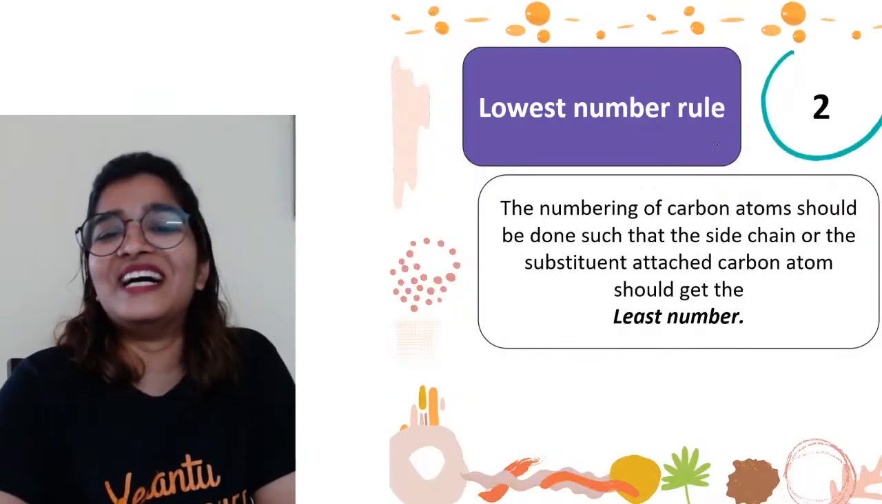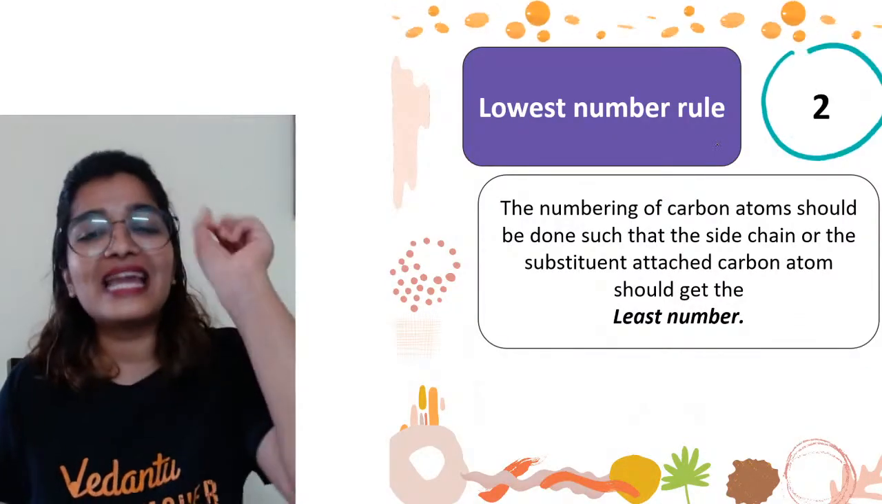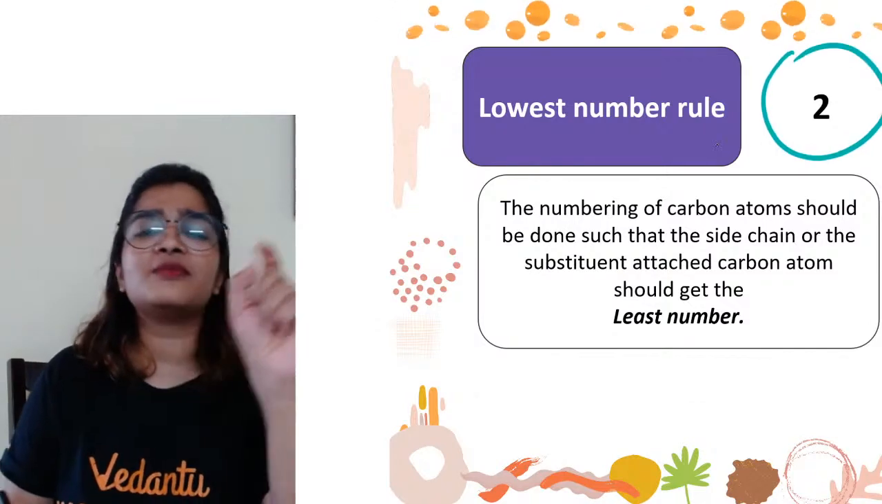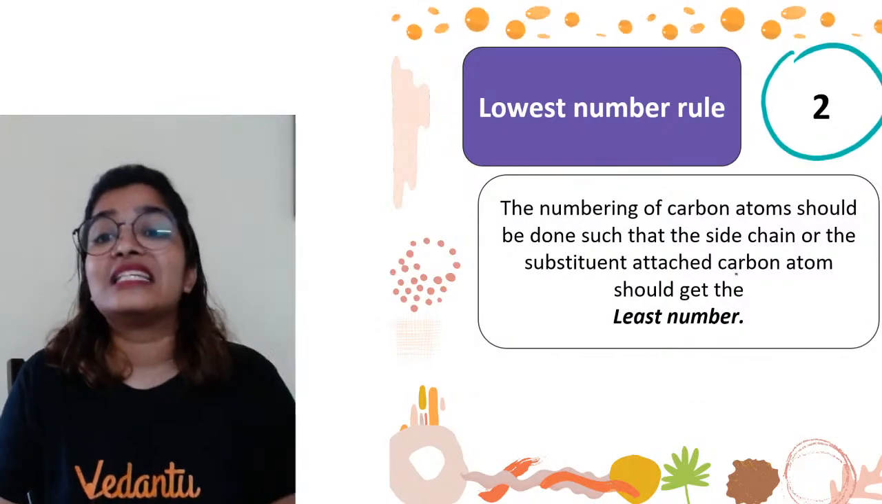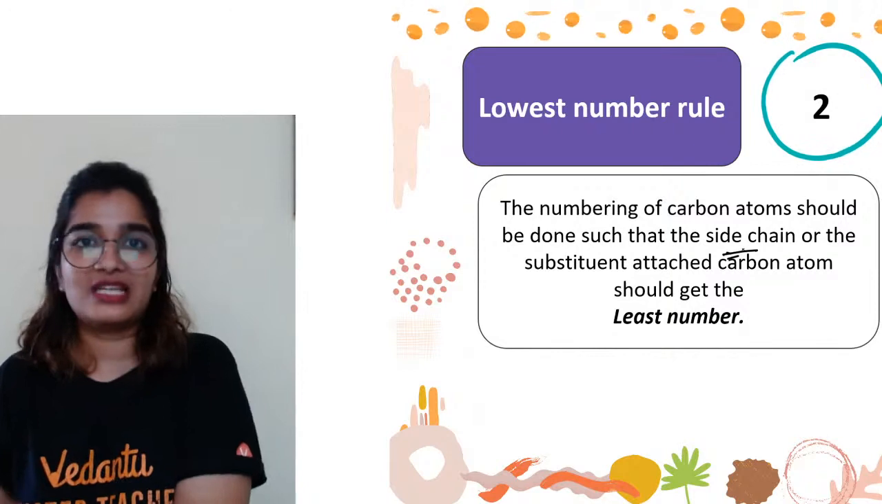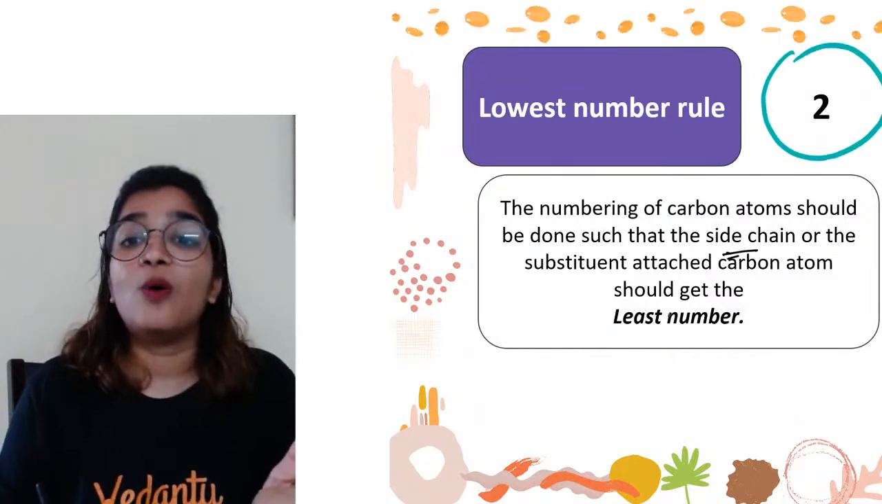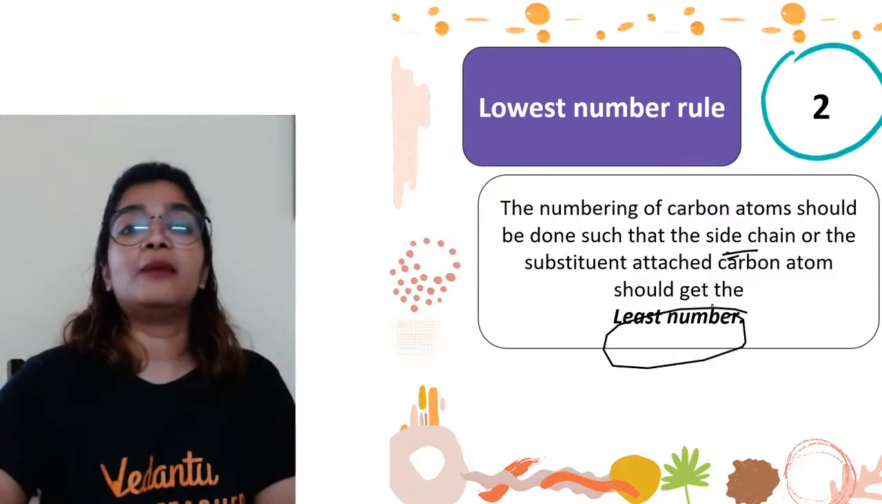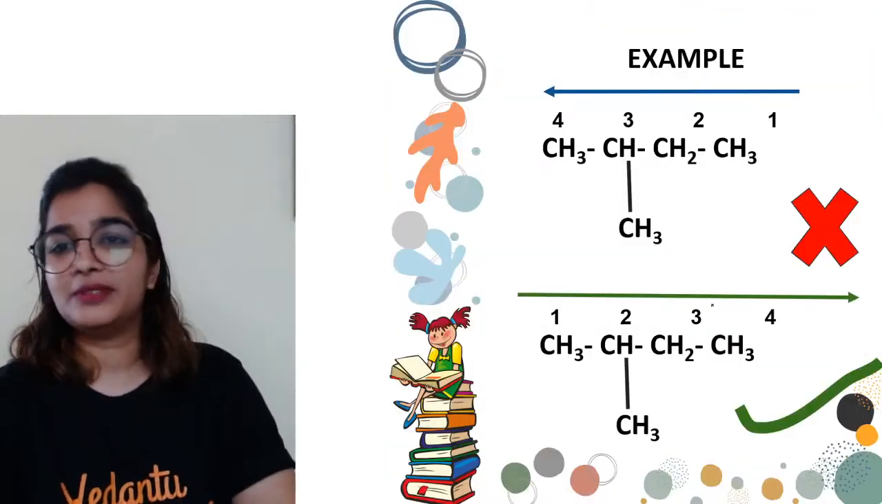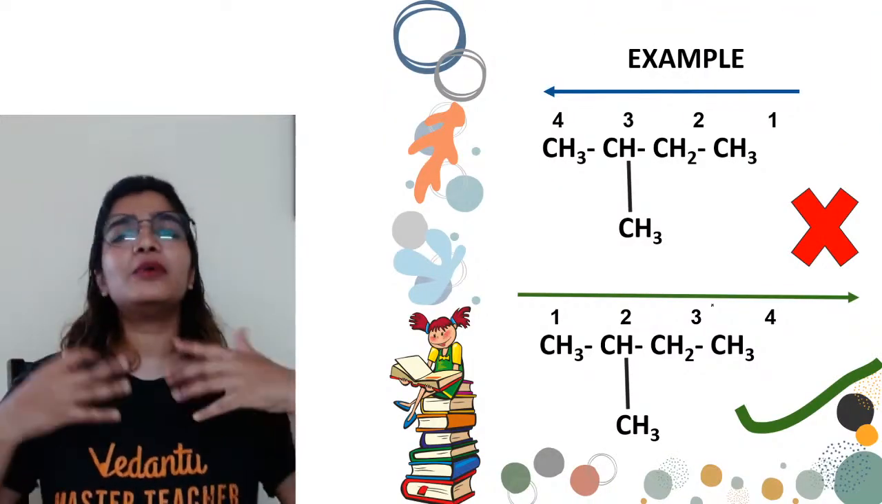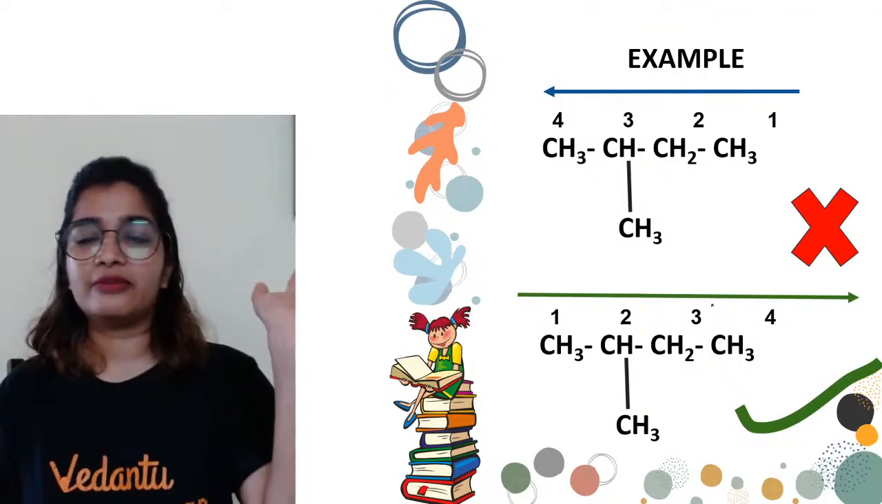Yes, pakka. So that will be our second rule, that is the numbering of carbon atoms should be done such that the side chain or the substituent, that is what you can call it, should always get the lowest number possible, the least number. For example, I will solve one and the other one will be left to you.